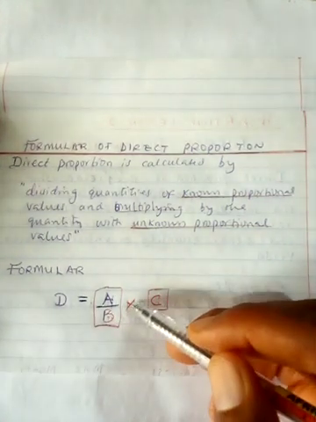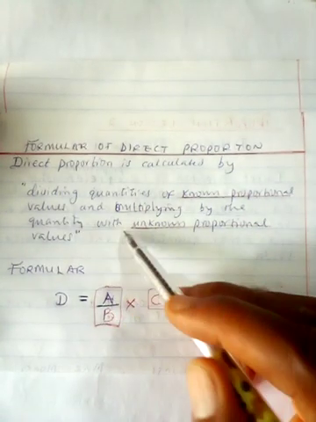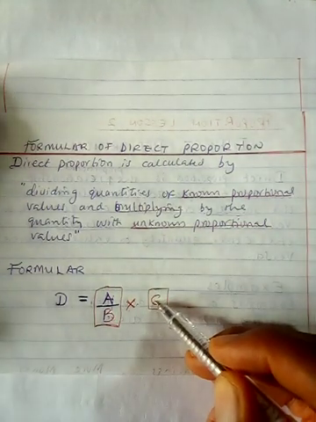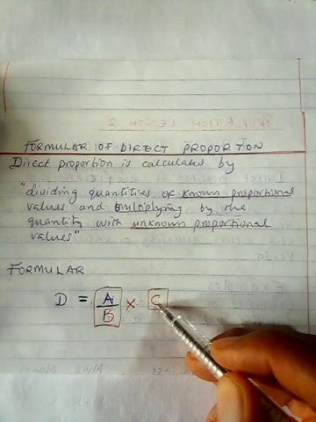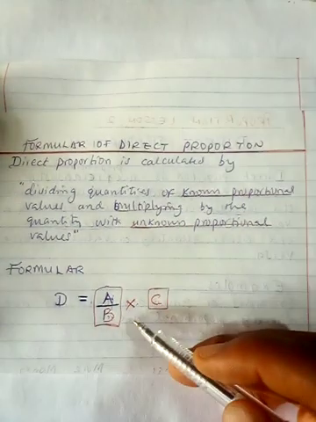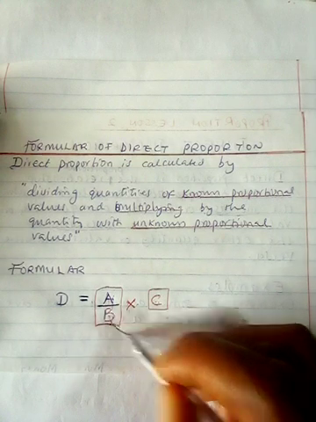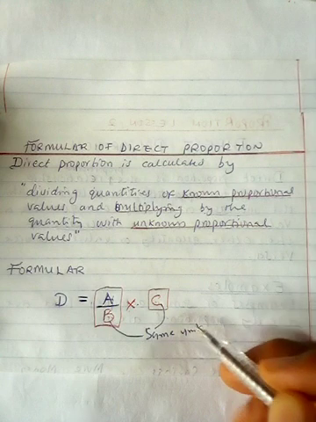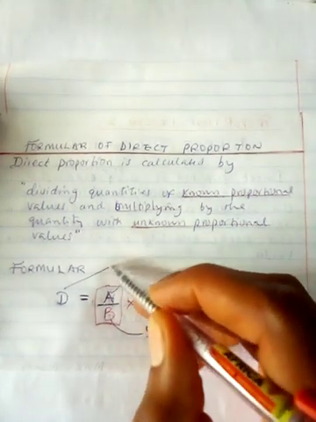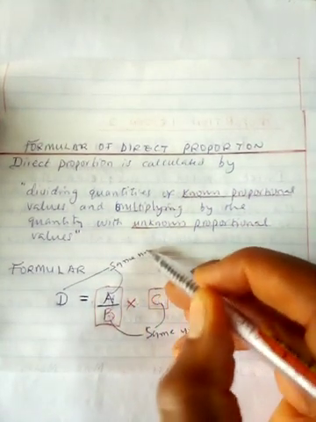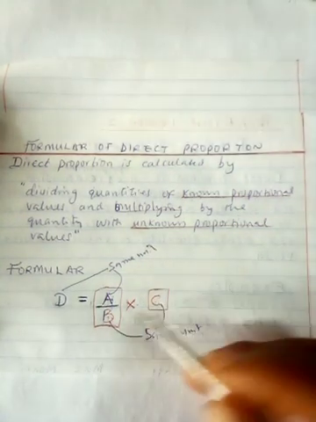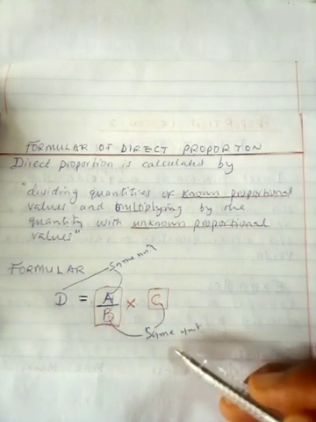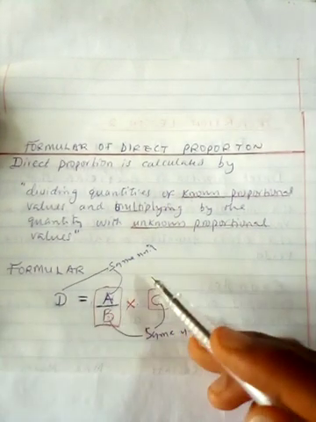And then you multiply by the quantity with unknown proportional value. That is C. This C, as you see here, is the quantity whose proportional value is not known and which the value is to be found. One more thing you should know about this formula is that your B and C must be of the same unit, while D and A are of the same unit. Please take note of that. So when you're making your arrangement or using the formula, note that B and C are of the same unit, and A and D are of the same unit.